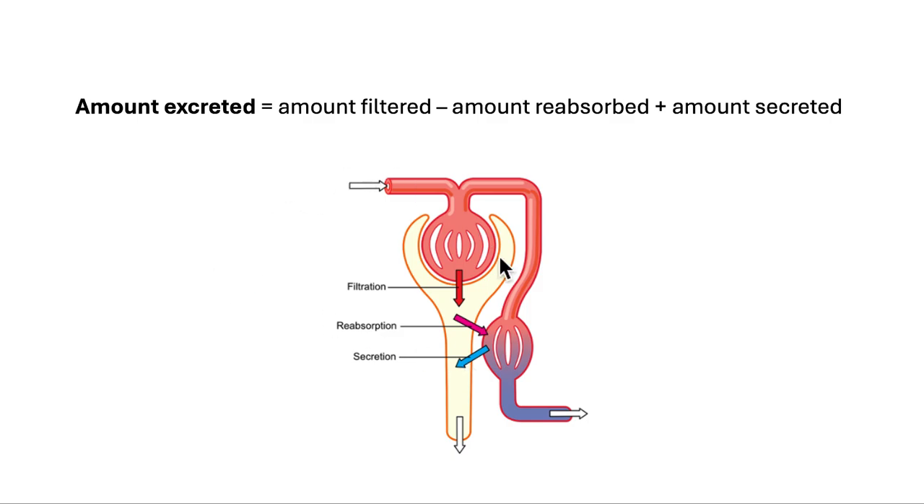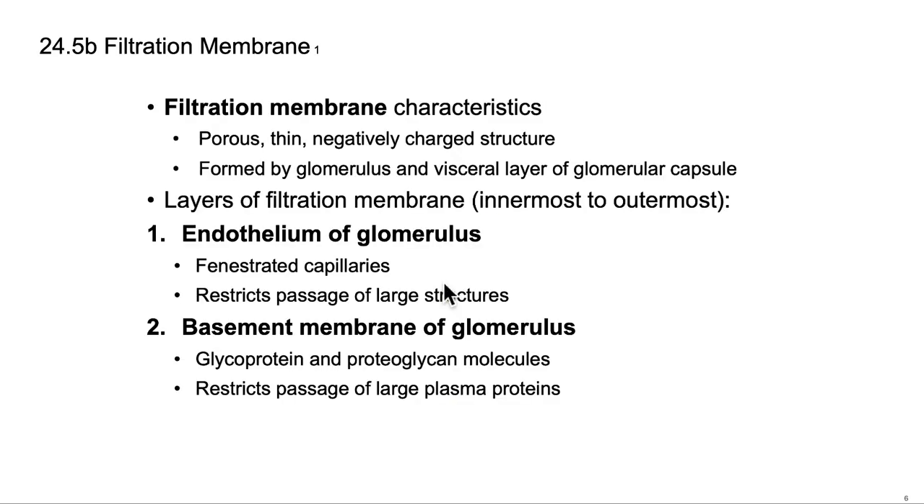Again, we're going to focus primarily in these sets of videos on filtration. For filtration, our water, our various solutes, all the things that we're going to filter out, have to pass through different layers to ultimately leave the blood and end up in the Bowman's capsule, that capsular space. So first, we're in the blood, in that glomerulus. You have to pass the capillary wall that lines the glomerulus, and that's an endothelium.